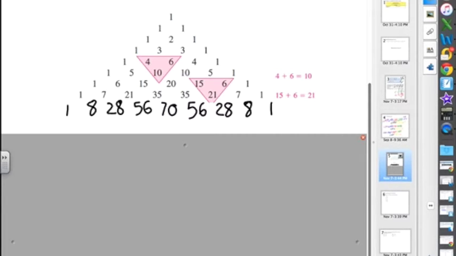Okay, if you look along the diagonal here at the second term in each row, it just counts up 1, 2, 3, 4, 5, 6, 7, 8. And it actually matches the number of the row, because remember this was row 0. In fact, if you look it up, some people don't even put the 1 at the top. You'll see them just start with the 1, 1, so you don't get confused with the 0th row.